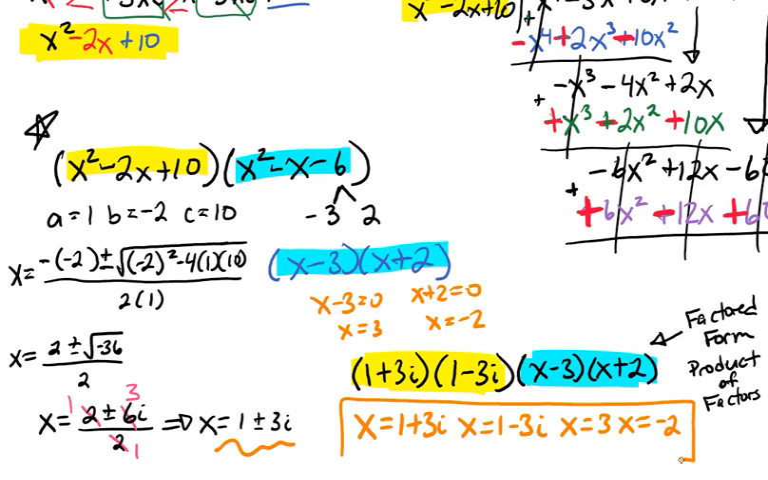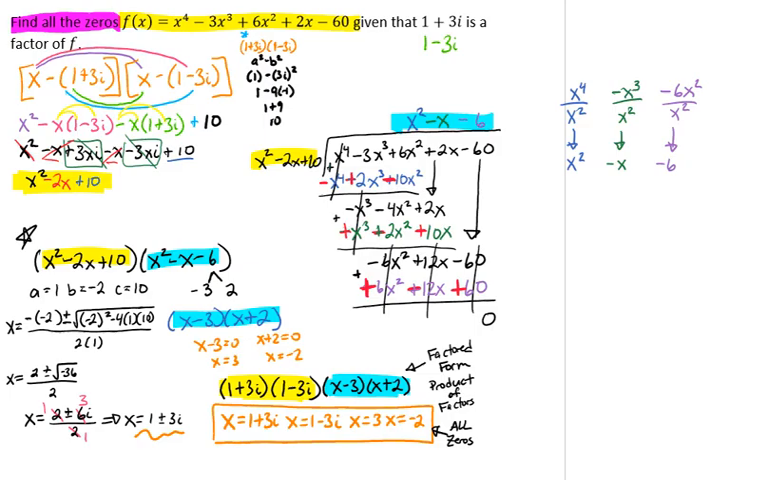And so here, we've now found all of the zeros. And so this is how you find all of the zeros of a polynomial when they give you one of the complex factors.